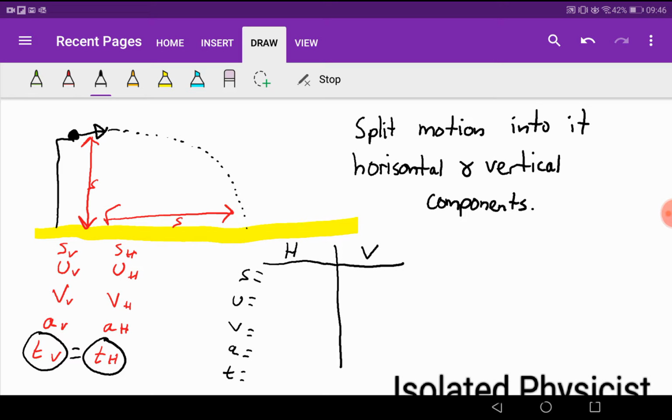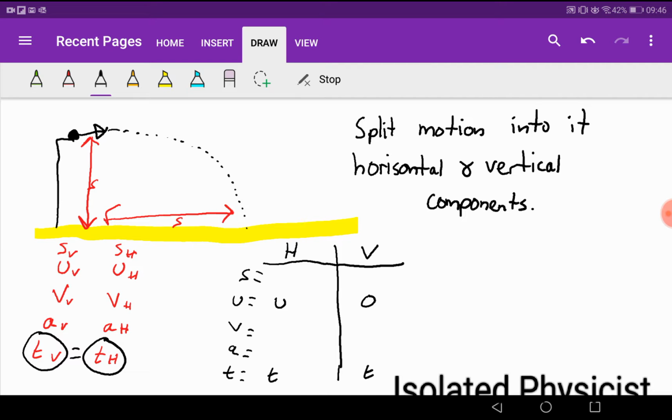So, and then I just fill the table in. In the question I just said there, I said it had a horizontal initial velocity. So this here would be u. Well, if it's only got a horizontal velocity, what is the vertical initial velocity? Well, that has to be 0. The times must be the same, so we can call those t.